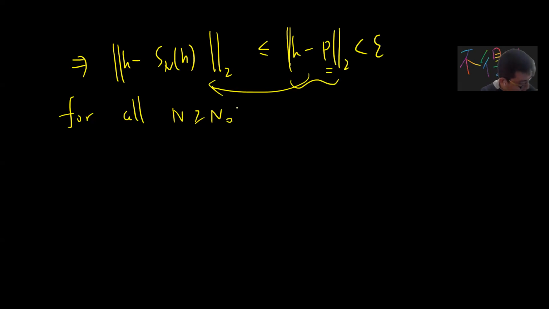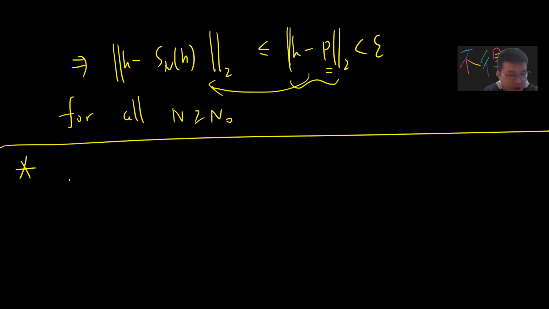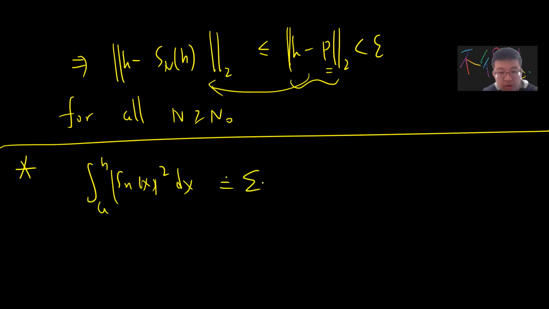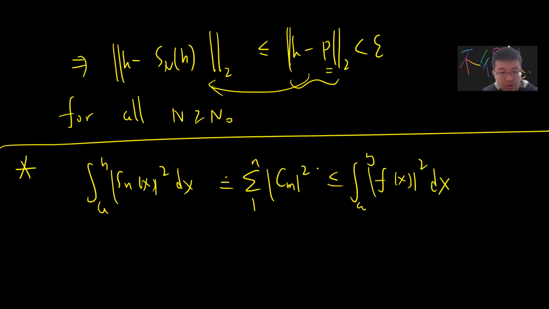Okay, so let me just write down. Remember that previously we have this theorem: for any a, b, the integral of |Sn(x)|² dx is equal to the sum of |cm|², from 1 to n. So I proved this in a previous video. Okay, so now I have this, right?